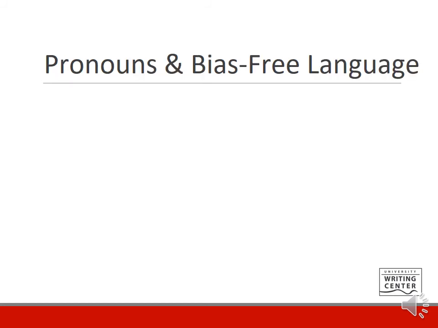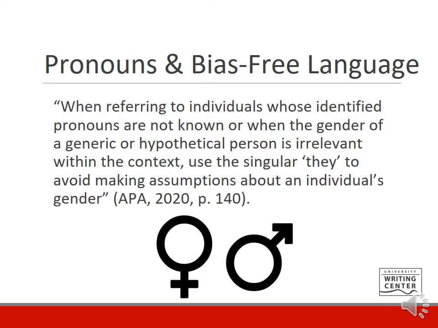And the final change is related to pronoun usage and bias-free language. In the chapter on bias-free language, starting on page 131, APA indicates that they and their may be used as singular, gender-neutral pronouns. When referring to individuals whose identified pronouns are not known, or when the gender of a generic or hypothetical person is irrelevant within the context, use the singular they to avoid making assumptions about an individual's gender.